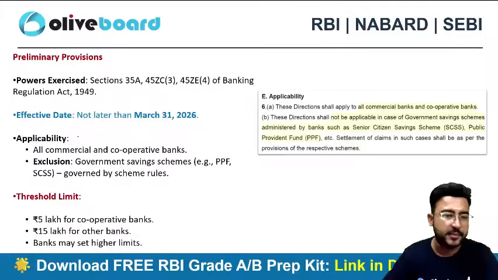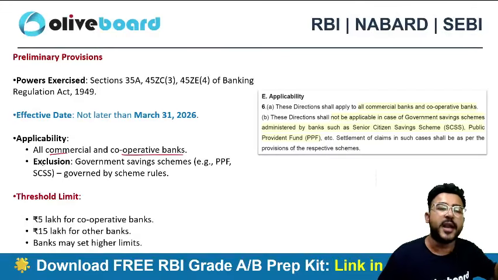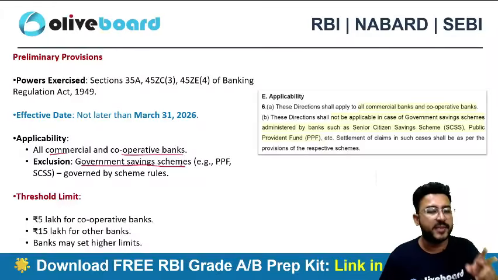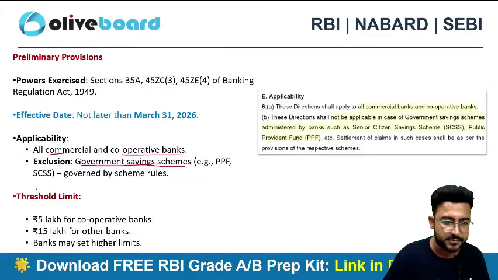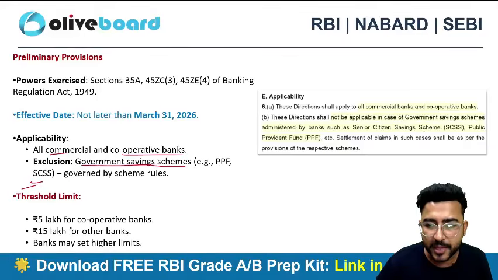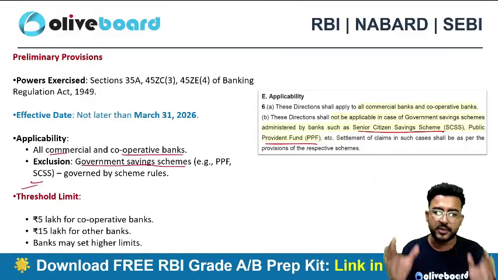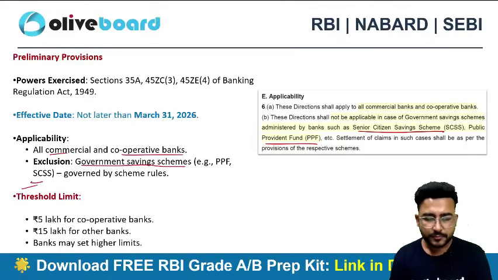What is the applicability? All the commercial banks and all the cooperative banks need to follow it. Though there are two exclusions: all the government saving schemes, like PPF, the Public Provident Fund, and senior citizen saving schemes. These are the exclusions. So we don't have to follow this particular circular for these two government schemes, for any government saving schemes basically.